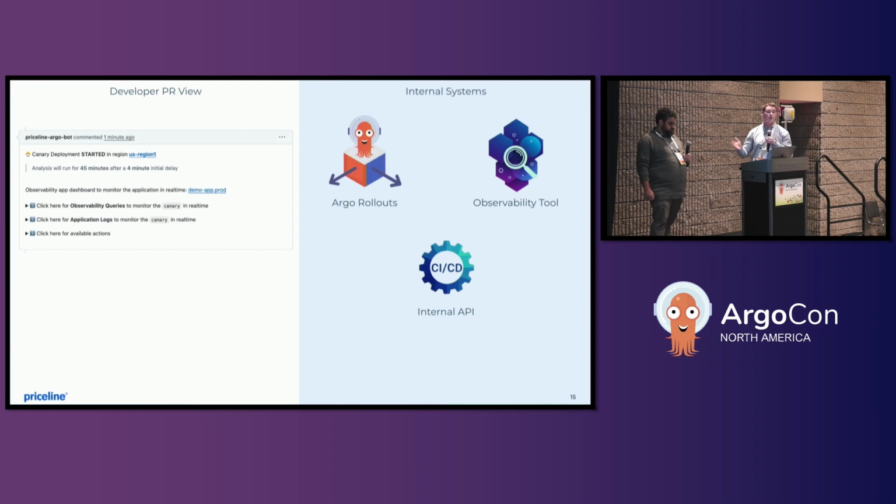We just do canaries. And you'll see here that we actually provide links to the observability dashboard for what the canary is doing. So we provide the exact deep links to the queries of here's what we're looking for throughout your rollout, and links to the logs. So you can see the logs of the canary pods and the logs of the stable pods. All of this is fed from Argo Rollouts talking to our internal API to generate this comment. So our canary started. That's great.